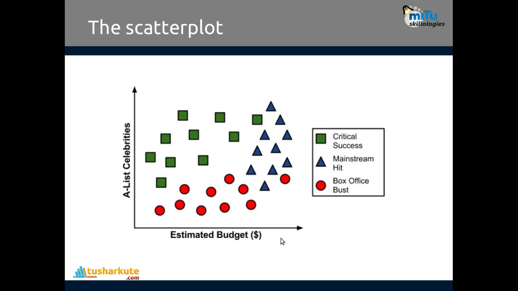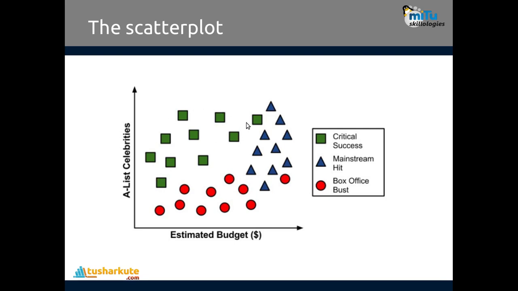In this direction we have the estimated budget of the movie, and in this direction we have the number of celebrities. They increment like 1, 2, 3, 4, and here the estimated budget goes 10 crore, 20 crore, 30 crore, 40 crore, above 100 crore, whatever. 30 movies are present in the previous data, so I have plotted those.